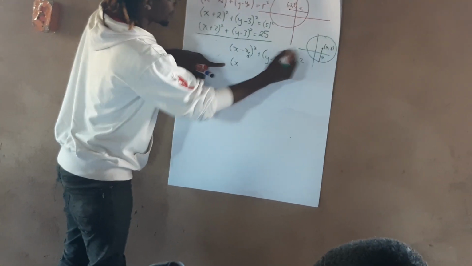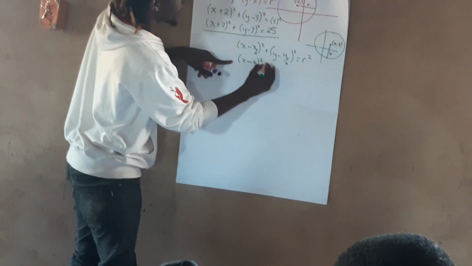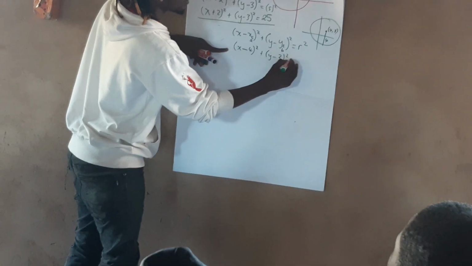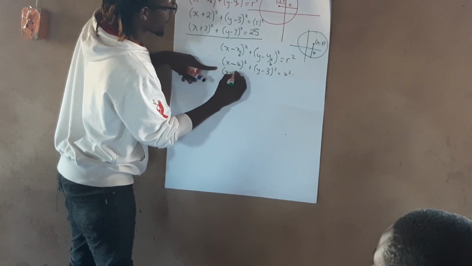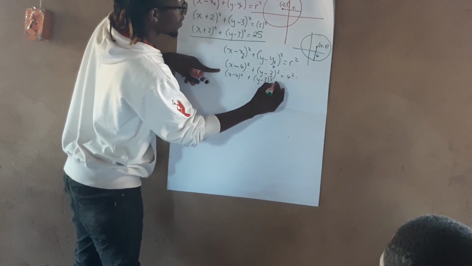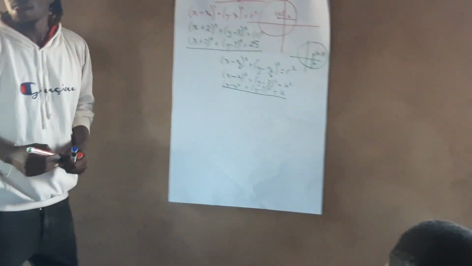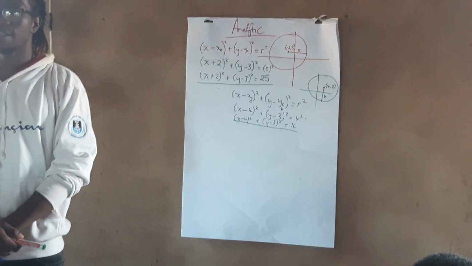x minus 4 squared plus y minus 3 squared equals 4 squared, which is x minus 4 squared plus y minus 3 squared equals 16. So that is the equation of our circle.